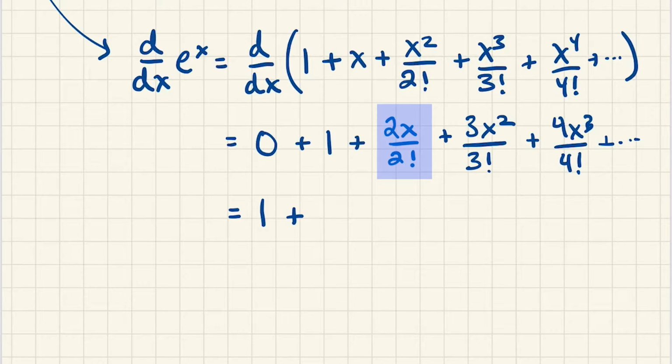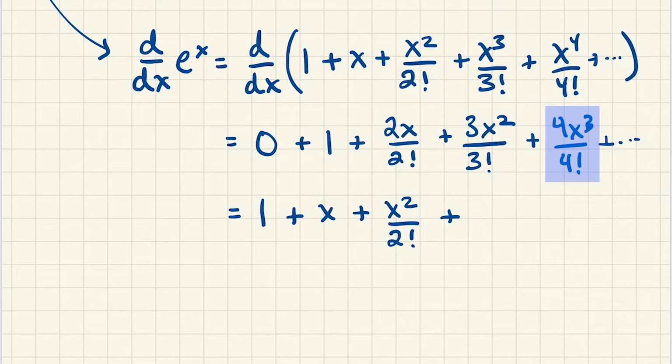Now, this 2 cancels with the leading factor of the 2 factorial, leaving it just x over 1, which is x. This 3 cancels with the leading factor of 3 factorial. 3 factorial, of course, being 3 times 2 times 1. So the 3's cancel, leaving it as just a 2 factorial. So this is x squared over 2 factorial. The 4 cancels with the leading factor of 4 factorial. 4 factorial is 4, 3, 2, 1. So the 4 canceling gives us just 3, 2, 1, which is 3 factorial. And this pattern, again, would just continue.